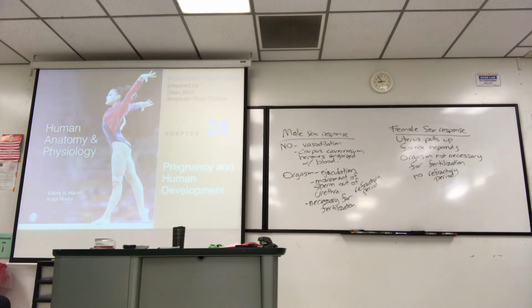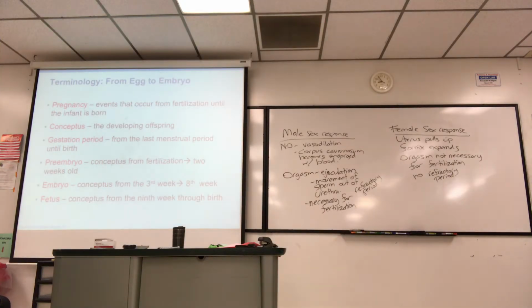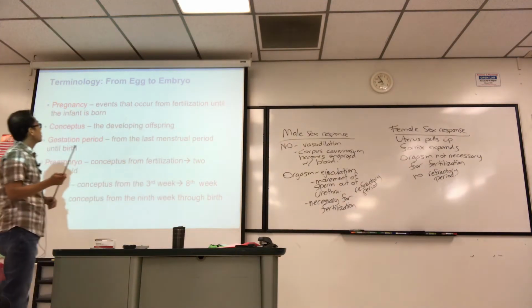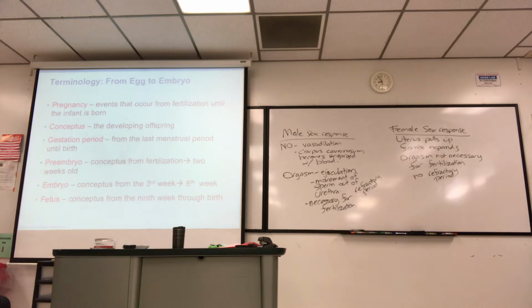And this is chapter 28. Here are some basic terms. Pregnancy is defined as events that occur from fertilization until the infant is born. The conceptus is referring to the baby, the developing offspring. Gestation is the period from the last menstrual period until birth. Now, at the last menstrual period you weren't pregnant, but that's the thing that a mom can remember. And just add 2 weeks from there, that's when pregnancy began. Okay. It's about 40 weeks.